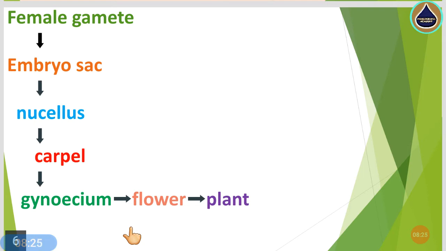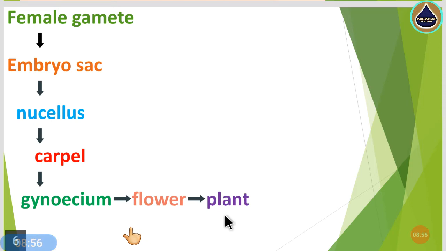Now we'll go for the female gamete, how this female gamete is formed and where it is located. The female gamete is formed in the embryo sac, and the embryo sac is found in the nucellus, and the nucellus is part of the carpel, and the carpel is the single unit or single member of the gynoecium. Gynoecium is the female reproductive whorl of the flower, and the flower is part of the plant.